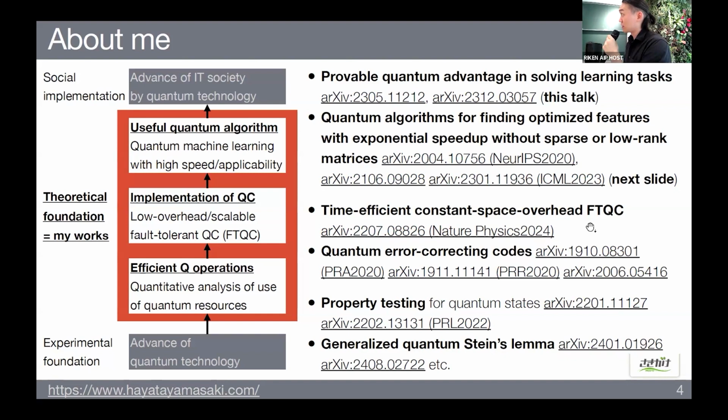I would like to also mention other directions of my research briefly. If you are interested, we can also discuss this. For fault-tolerant quantum computation, a series of my work develops a time-efficient constant space overhead fault-tolerant quantum computation. I am also working on several different aspects of quantum error correcting codes. For efficient quantum operations, I am developing efficient protocols for property testing for quantum states. And I am also working on so-called quantum resource theories, a theory to quantitatively analyze the quantum properties as a resource for quantum computation.